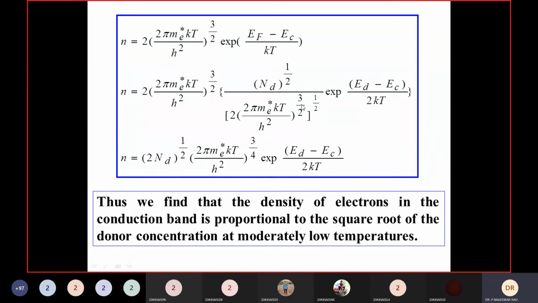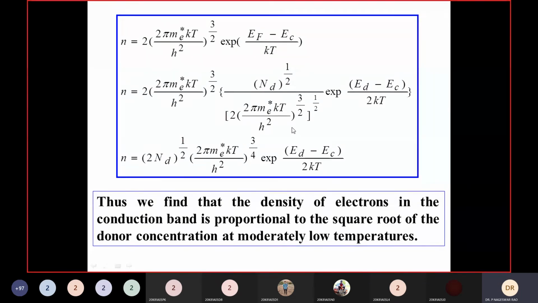Here if you simplify this equation, see here, this is root 2, 2 power 1 by 2. Here 2 will be there. Simply this also will become root 2, and ND also, so ND power 1 by 2. These both have the same power, so that's why I am writing (2ND) whole power 1 by 2. And here, (2 pi m_e KT by h square) whole power 3 by 2 is there. So this is (2 pi m_e KT by h square) whole power 3 by 4, and this is in the denominator.